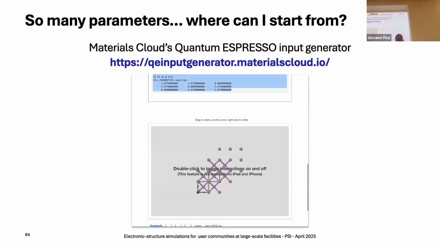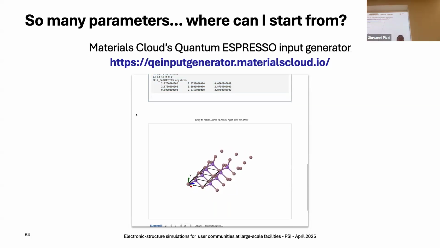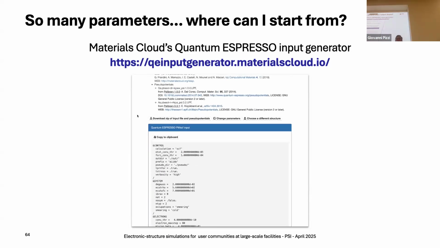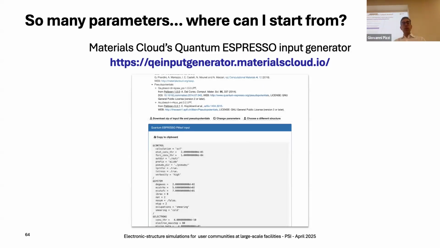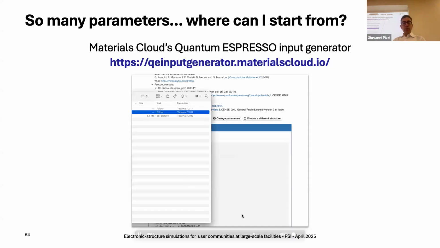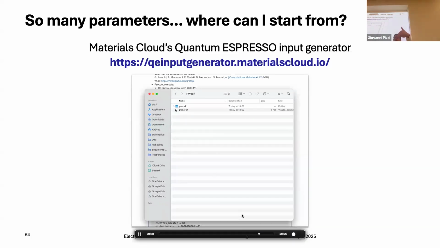And then you decide if you want a system to be magnetic or non-magnetic, and if you know it's not a metal, it's an insulator, you tell it because it's going to be cheaper. You don't have to put smearing. And the tool will just immediately show you the input file of Quantum ESPRESSO using all the values we recommend. And you can download it. You download also the SSSP pseudopotentials. So essentially you have a folder which you can just put in a supercomputer and run.